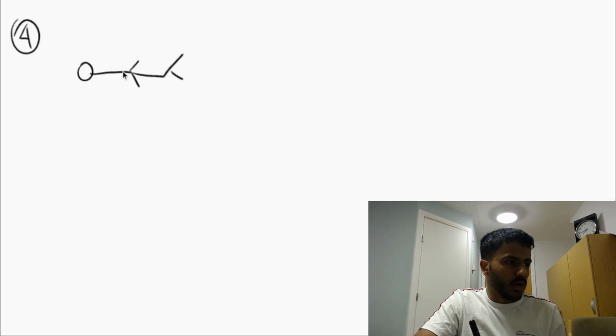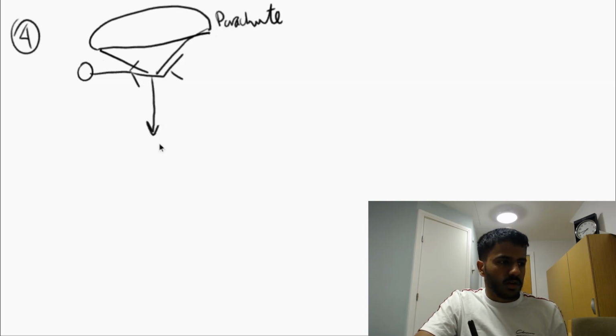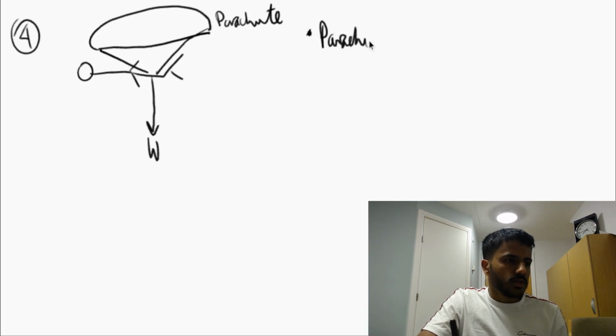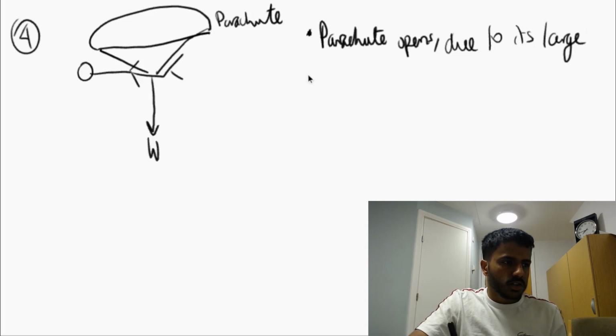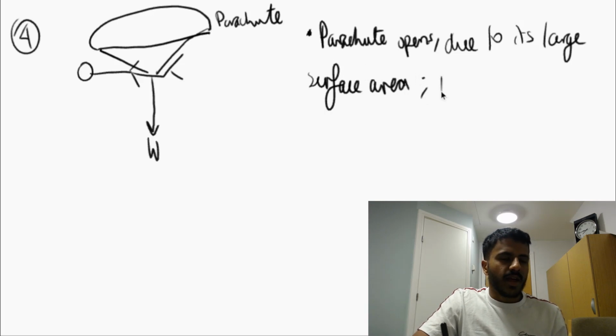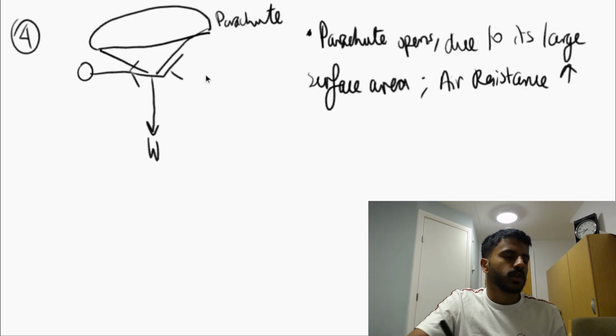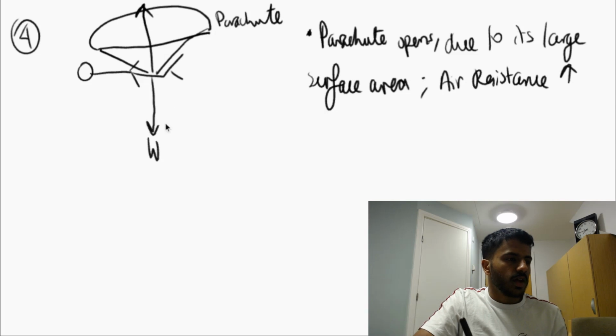So at this point here, the skydiver now opens a massive parachute. And we know that there's still going to be some weight acting downwards. And now, when the parachute opens, due to its large surface area, the air resistance is going to increase drastically. So you're going to get a much bigger air resistance force.